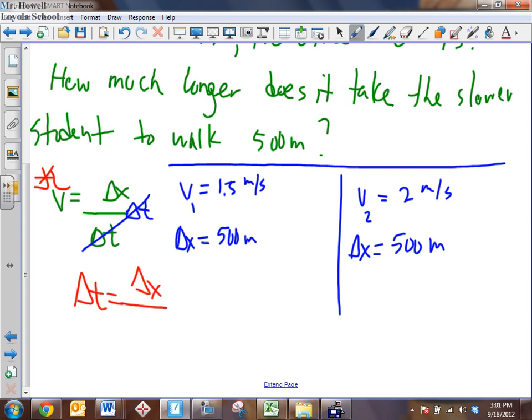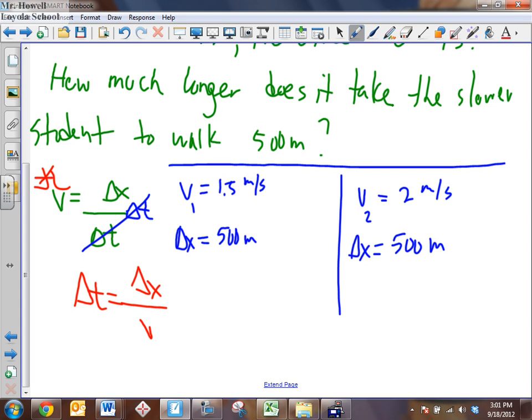Why couldn't you just get rid of the delta x by multiplying it? Would that be the same? Not going to work. Delta x is the numerator. You cannot multiply by it. You guys got to go back and look over our lessons, okay? Delta t equals delta x over v.